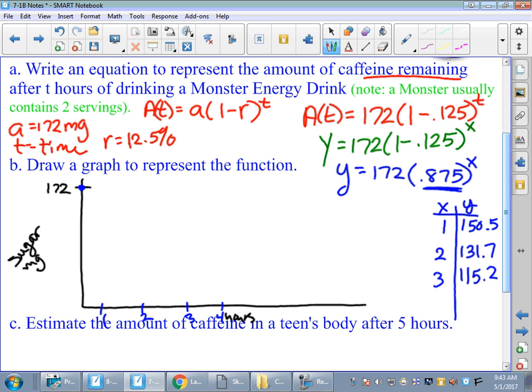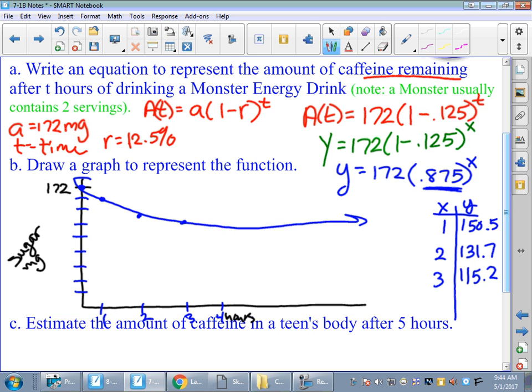So I might just count by 20s to get up here. 20, 40, 60, 80, 100, 120, 140, 160, that's about right. So there's my 172. After 1 hour, 150. After 2, we're at 131. After 3, we're at 115. And we're kind of leveling off. It's not going to drop a whole lot because you only lose 12.5% each hour.